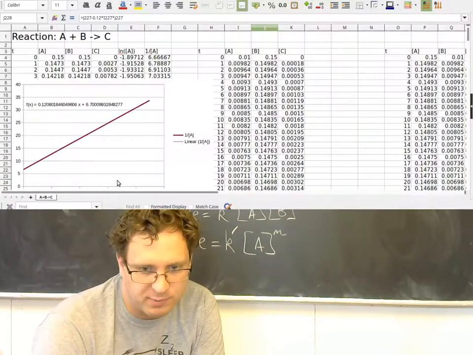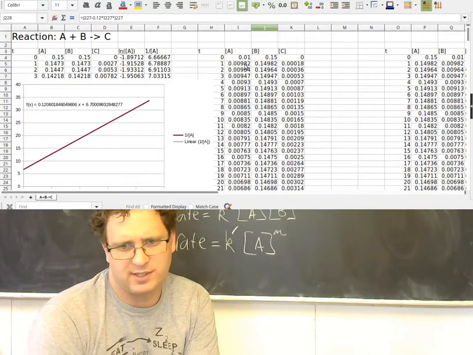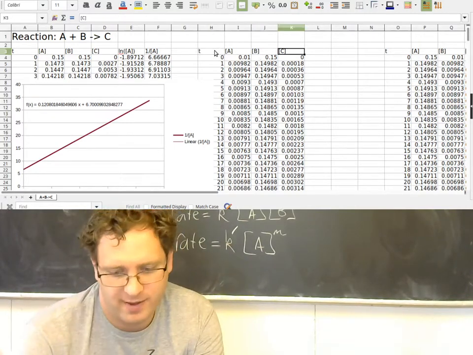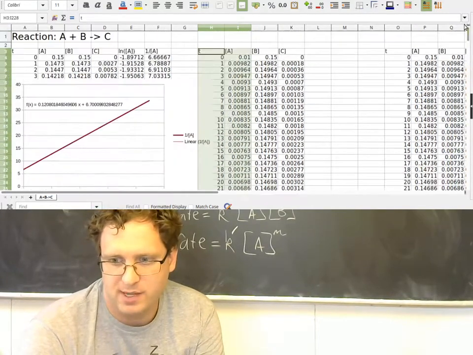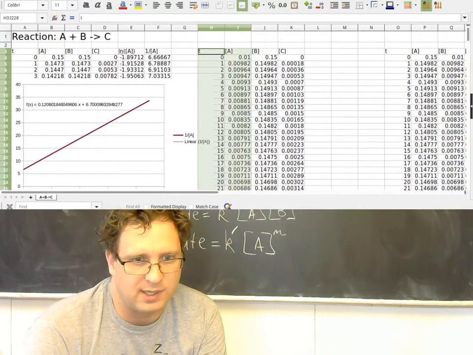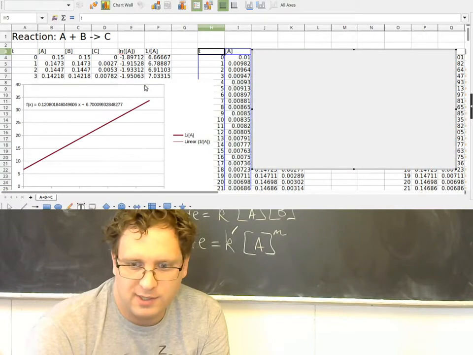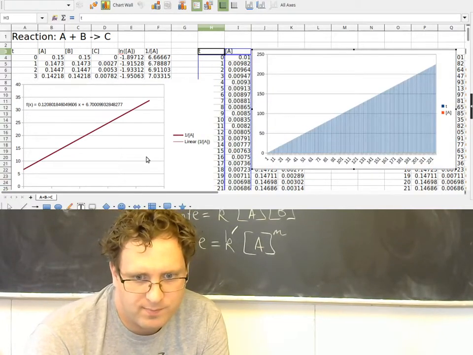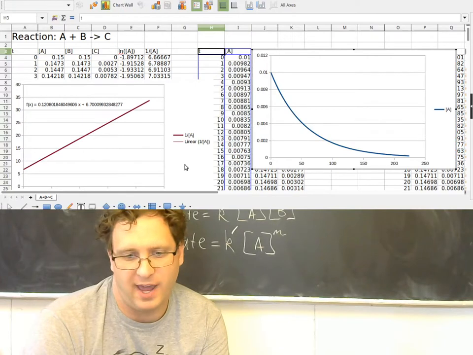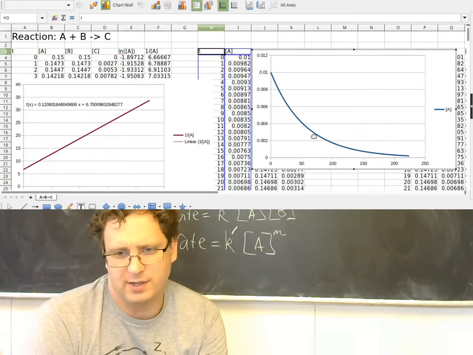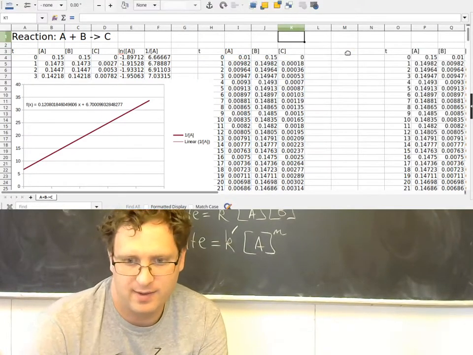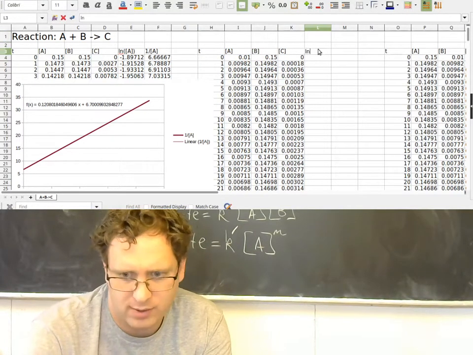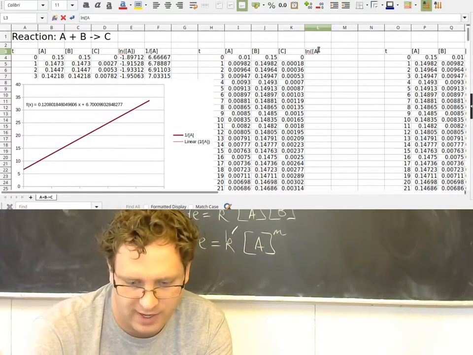So let's put that spreadsheet back up there and see how things are different. Here we'll graph A versus time, and we'll see if it is 0th order with respect to A. Okay, and you can see that there is curvature there, so it is not 0th order with respect to A. So let's do the natural log of the concentration of A.